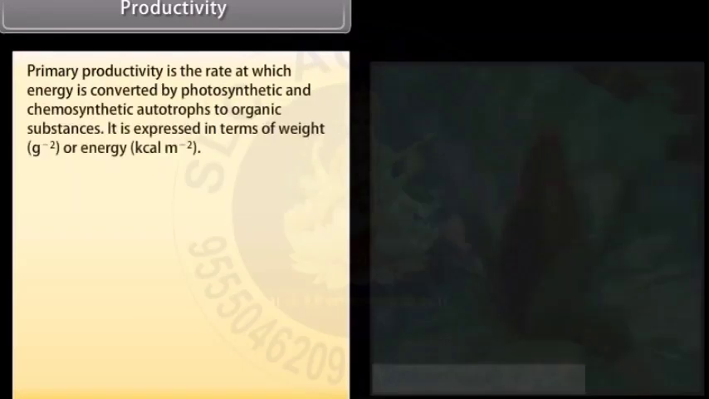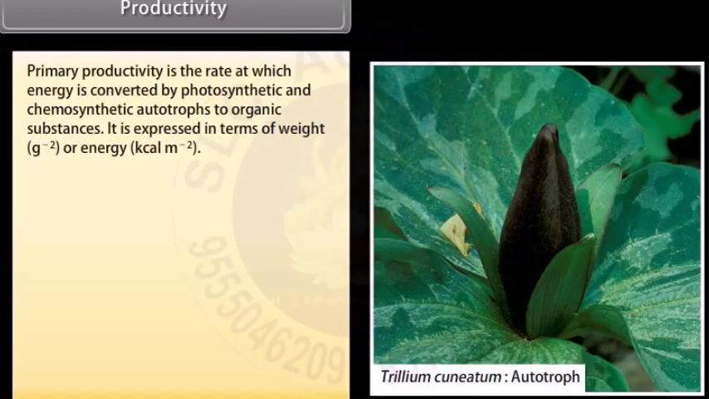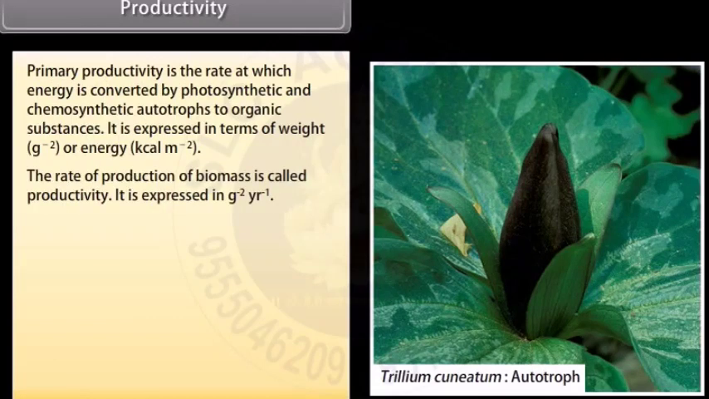Productivity. Primary productivity is the rate at which energy is converted by photosynthetic and chemosynthetic autotrophs to organic substances. It is expressed in terms of weight per gram square or energy kilocalorie per meter square. The rate of production of biomass is called productivity. It is expressed in gram per square meter per year.